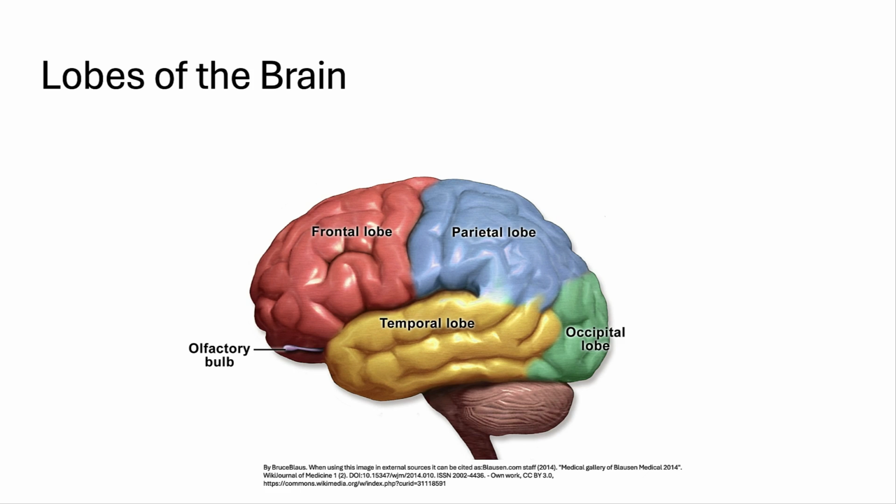And then we get to the cerebellum, which is located at the back of the brain, just above the spinal cord and behind it. The name cerebellum comes from Latin, meaning little brain, because it really looks like a little brain. That's what it looks like.